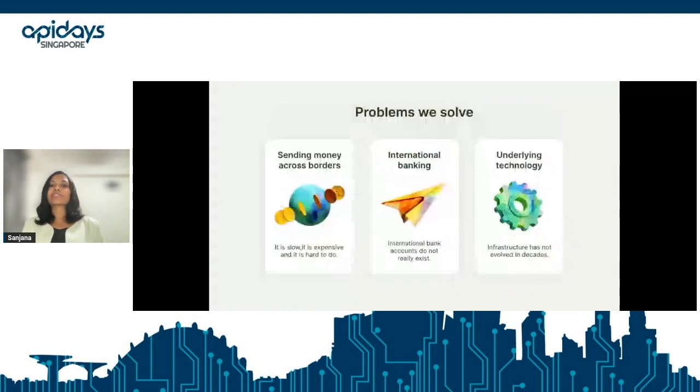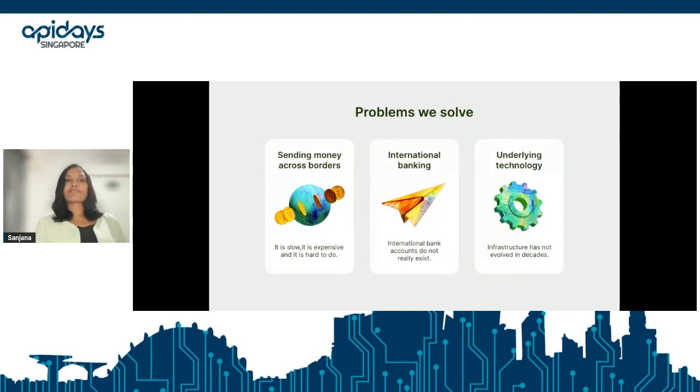So what are the problems that we're trying to solve? Every novel solution has an inherent problem. This is no different to Wise. We are solving three major problems for the world of money that's fast, easy, fair, and open to all.